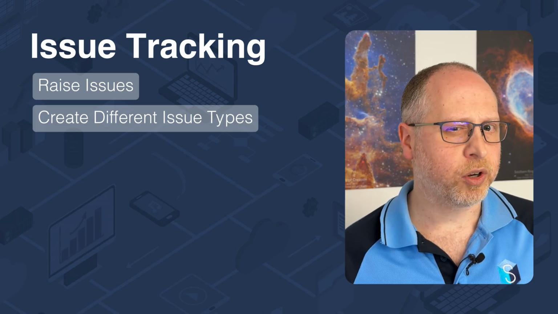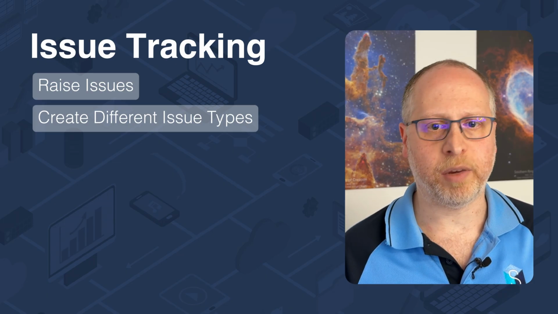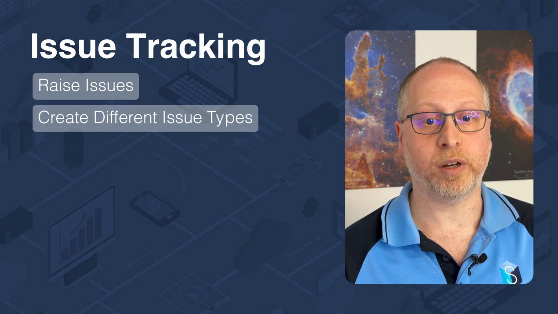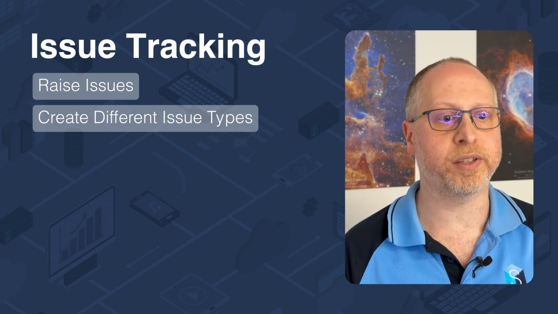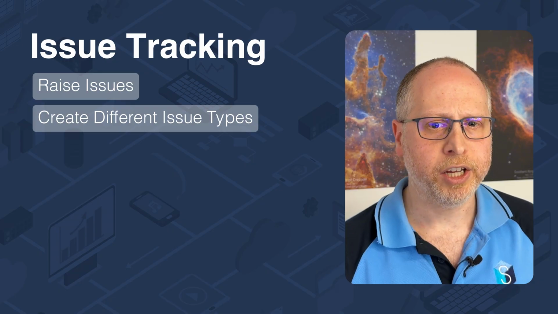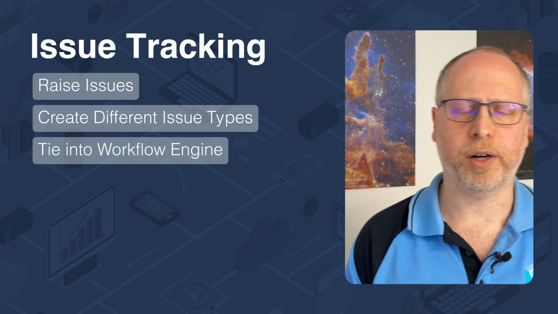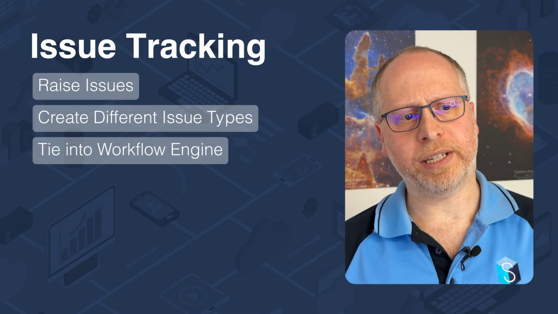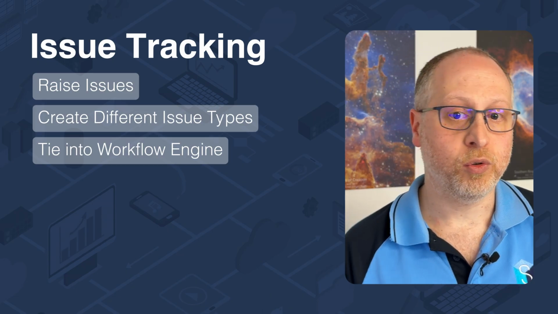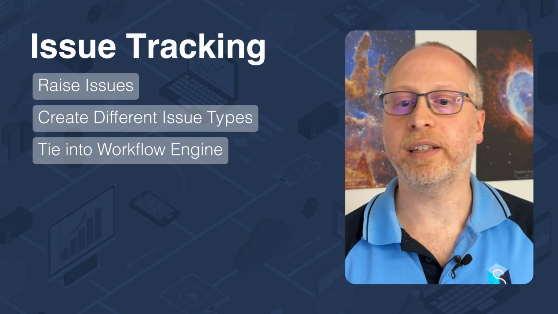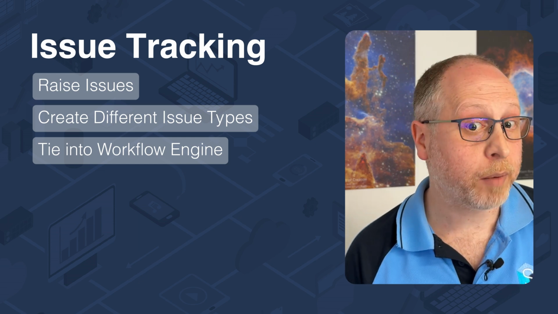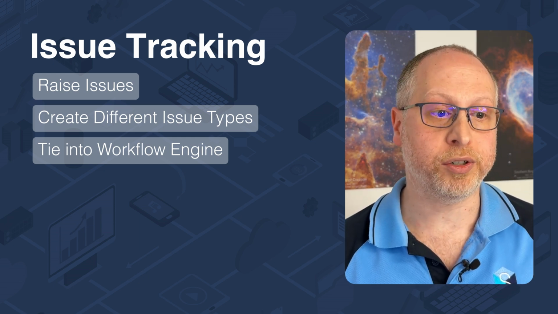So maybe it's not just not started, in progress, done. Maybe it's in progress 25% review, 50% review, and so on. You can control that completely. You can then tie this into the workflow engine as well. So as you move from one issue state to another, you could have some automation take place. Maybe it needs to email somebody. Maybe you want to pop up a form and fill out some extra questions.